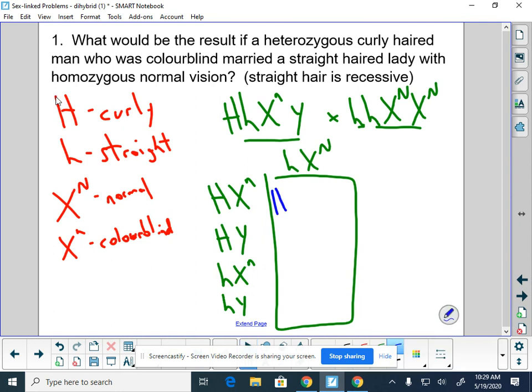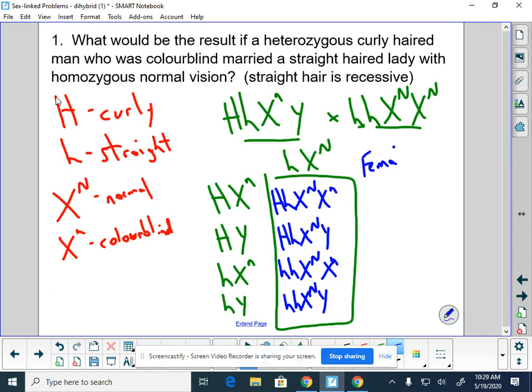Now I'll go fast, do my crosses here. And then I have to write out my phenotypic ratios. The way I showed you in the last video, the best and easiest way to do it is to separate them out by sex. So we'll start with the females. Doesn't matter who you start with. Females, we've got two females here and here.